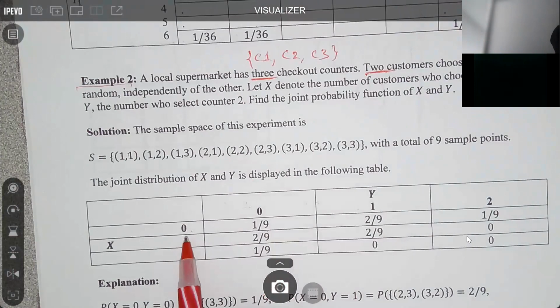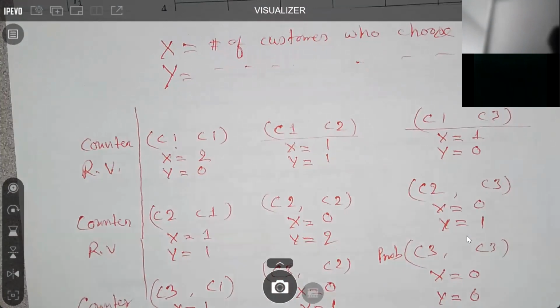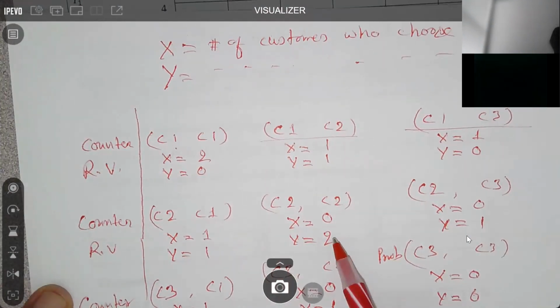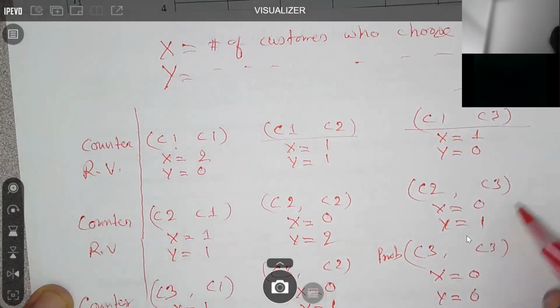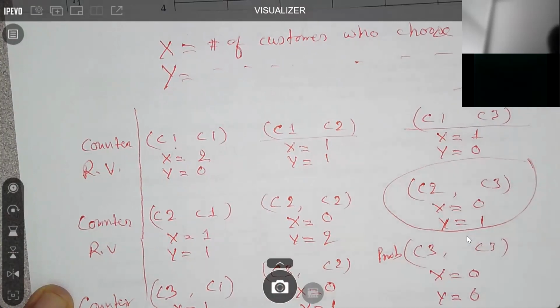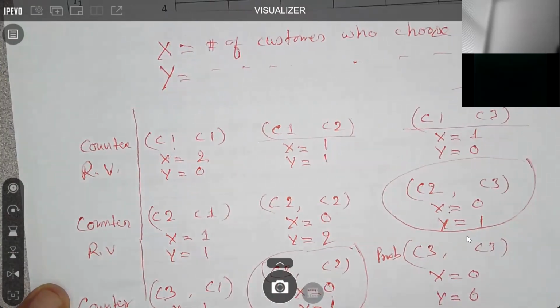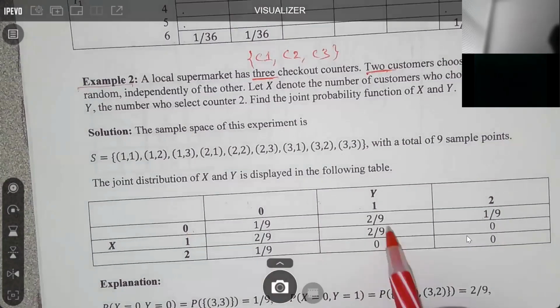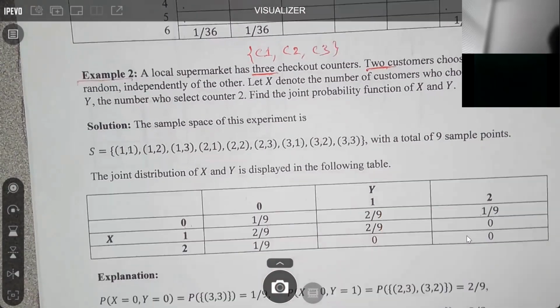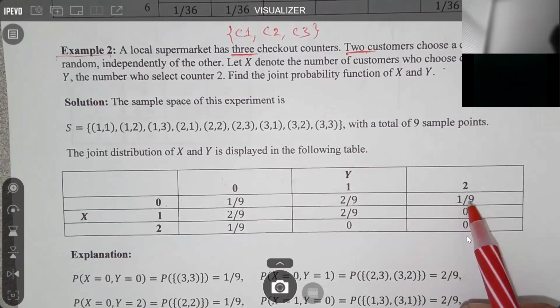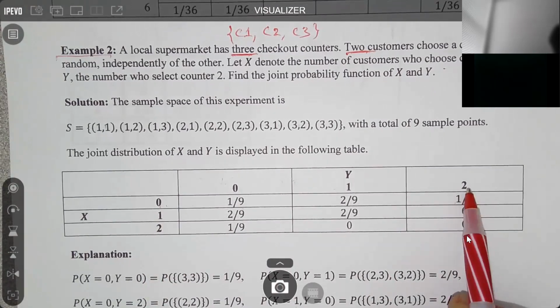Now, the probability that X equals 0 and Y equals 1. You see, where is X equals 0, Y equals 1? This one here, and this one here, right? So you have two possibilities, so you have 2 over 9 here, right? 2 over 9.